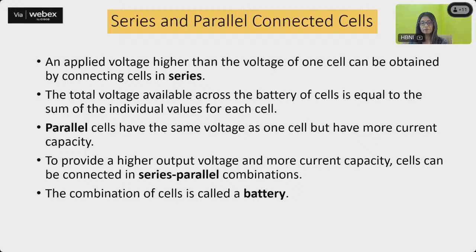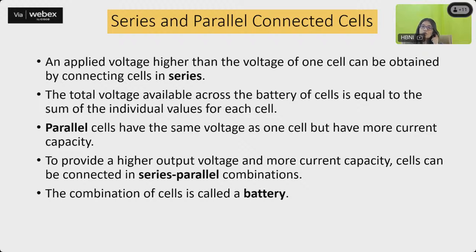Now when we talk about cells, and then join them together, we form a battery. Please remember that if you need more voltage, you will be connecting the cells in series. If you need more current, then you will be joining these cells parallel to each other.